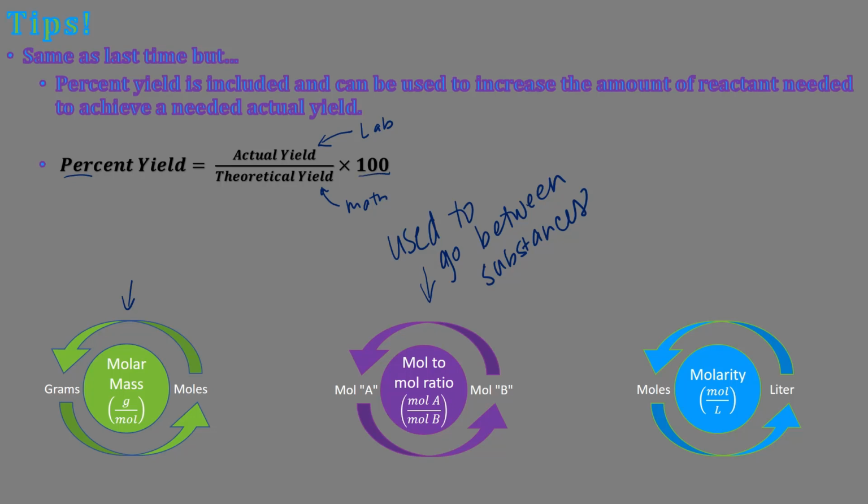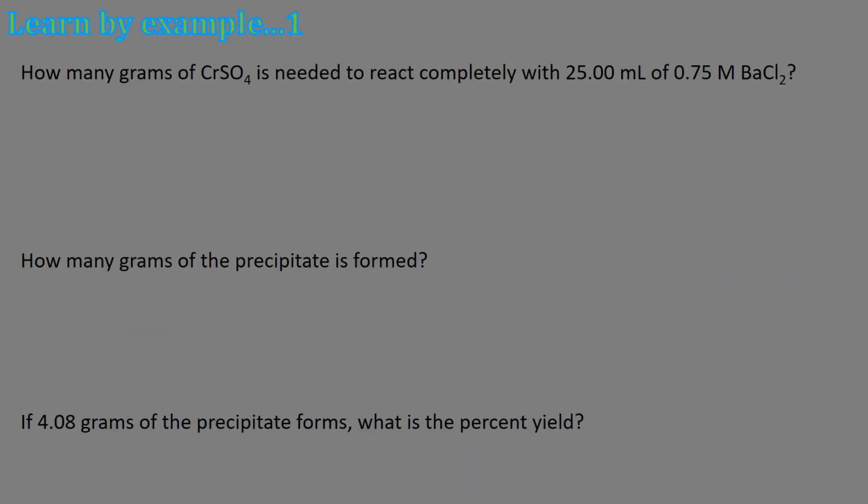I've got three examples and some of them have multiple parts. The first example: how many grams of chromium sulfate is needed to react completely with 25 milliliters of 0.75 molar barium chloride? All right, so the reaction that we have is chromium sulfate plus barium chloride goes to barium sulfate and chromium chloride.